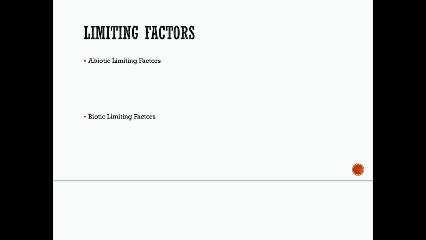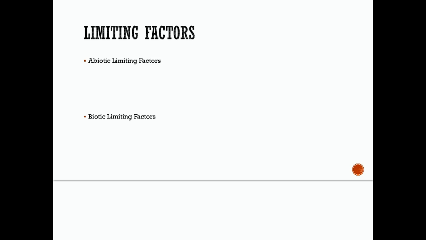So these limiting factors that make the population size level off, usually around its carrying capacity, can be abiotic, remember, non-living things, or biotic, living limiting factors. So maybe pause this and try to come up with a few examples of each.